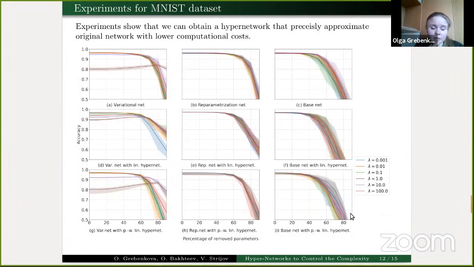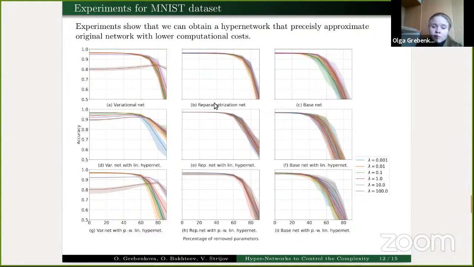On this slide, you can see the results of the experiments for the MNIST dataset. There are the dependence graphs of accuracy on the percentage of the deleted parameters. As you can see in the first graph, the variational method allows us to delete approximately 60% of parameters without significant loss of classification accuracy for almost all lambdas except the value 100. For the value 100, we can delete approximately 80% of the parameters.